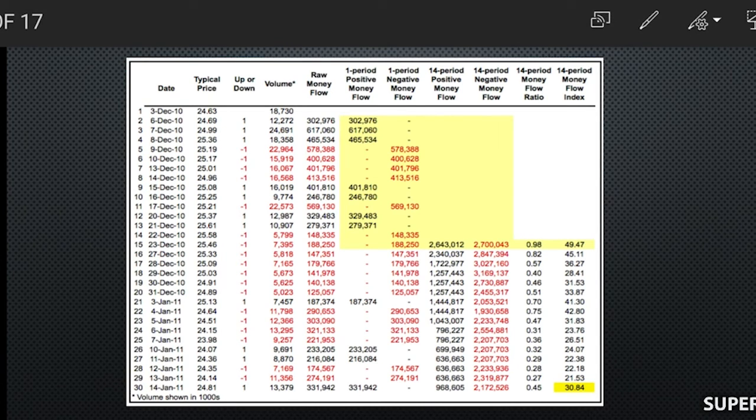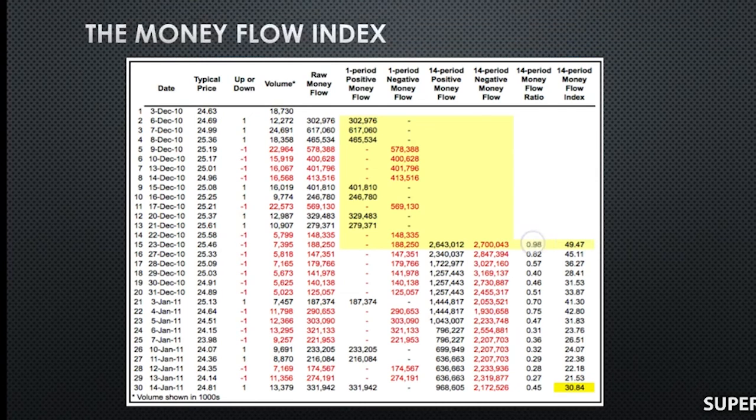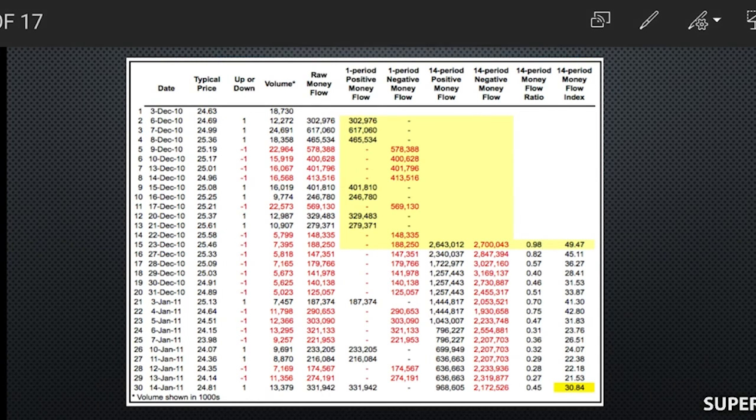By applying the equation 100 minus 100 divided by 1 plus the money flow ratio, we will get the money flow index. That is 100 minus 100 divided by 1 plus 0.98, where 0.98 is the money flow ratio here. 1 plus 0.98 means 1.98. So by applying the equation 100 minus 100 divided by 1.98, we get 49.47 as the first day's money flow index.